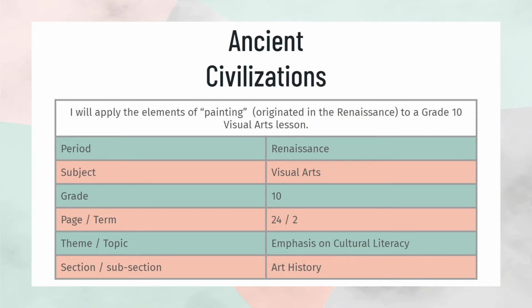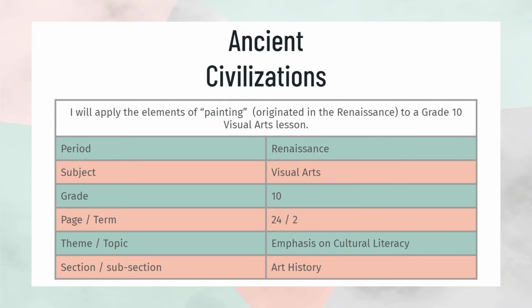In this lesson, we will use elements of painting that originated in the Renaissance era to convey ideas of cultural literacy and specifically research artistic methods that were developed during that time and how those methods relate to an historical context of that era.